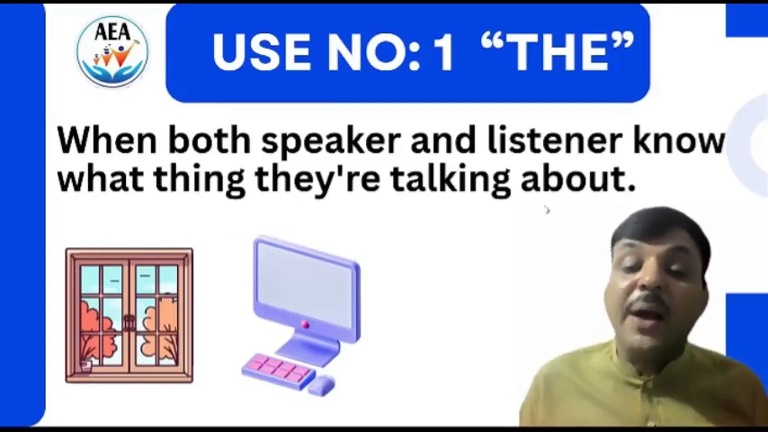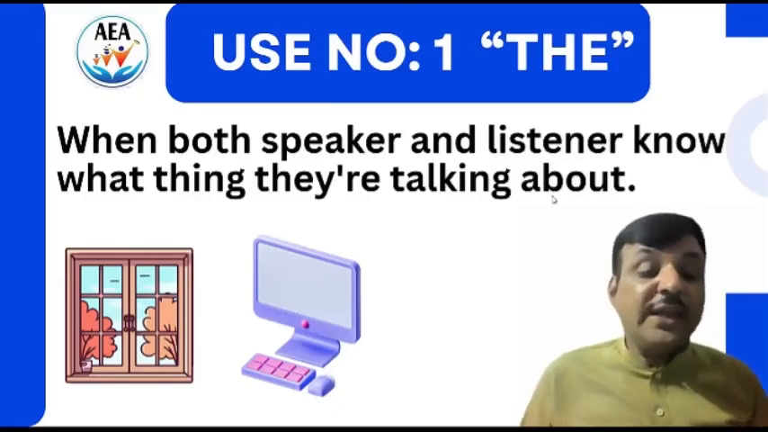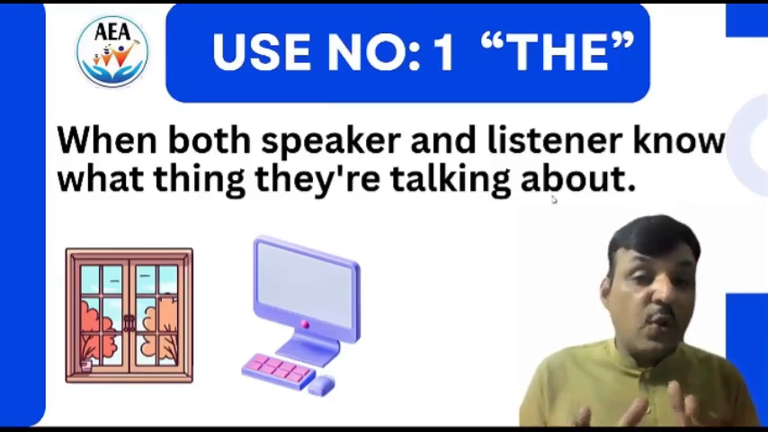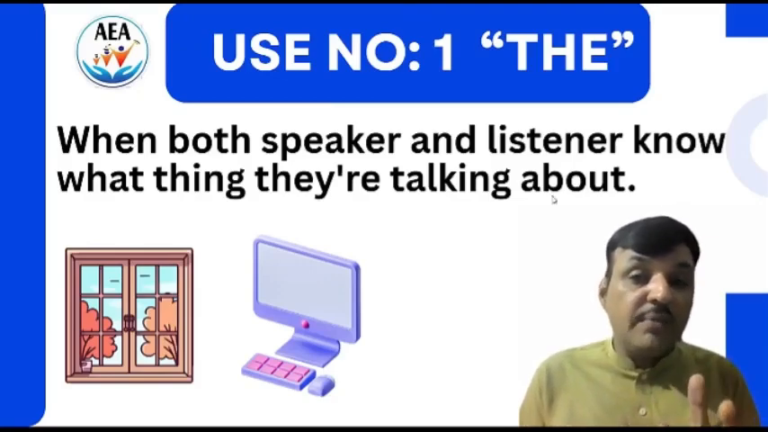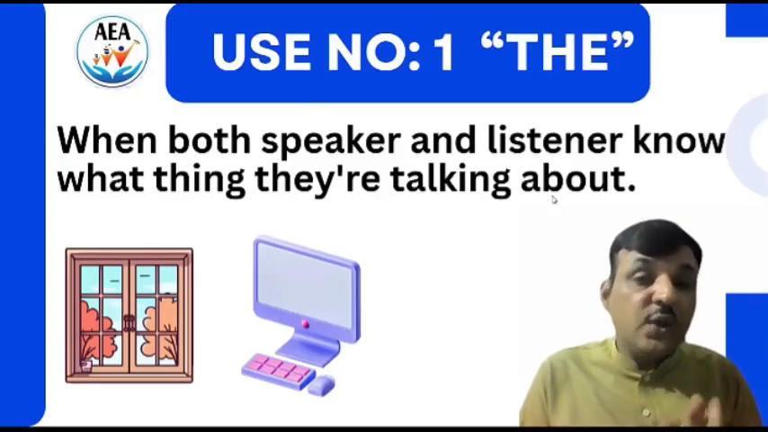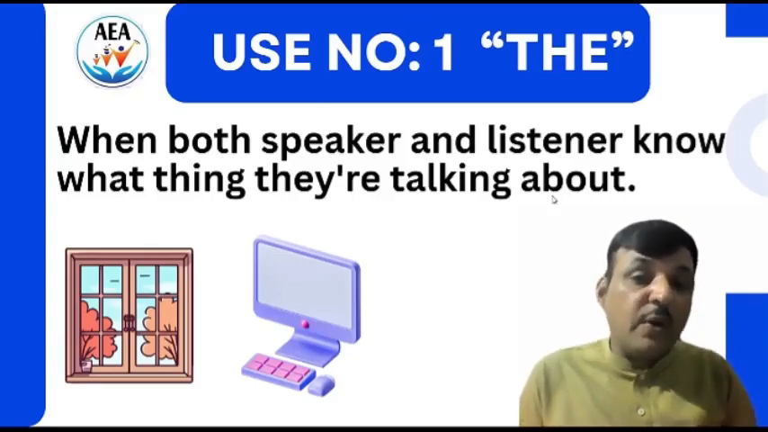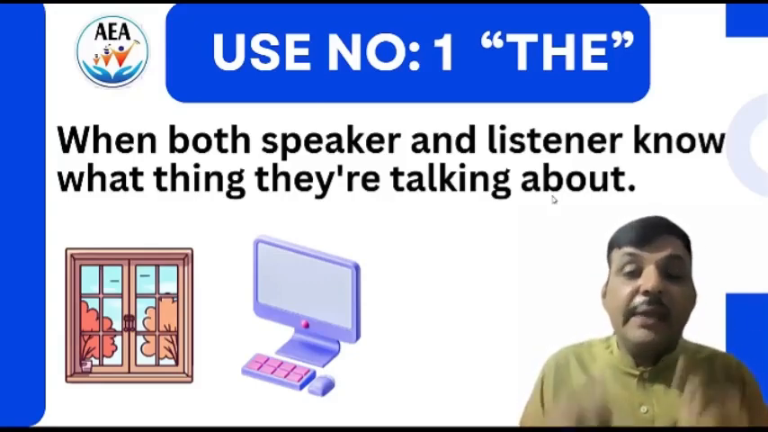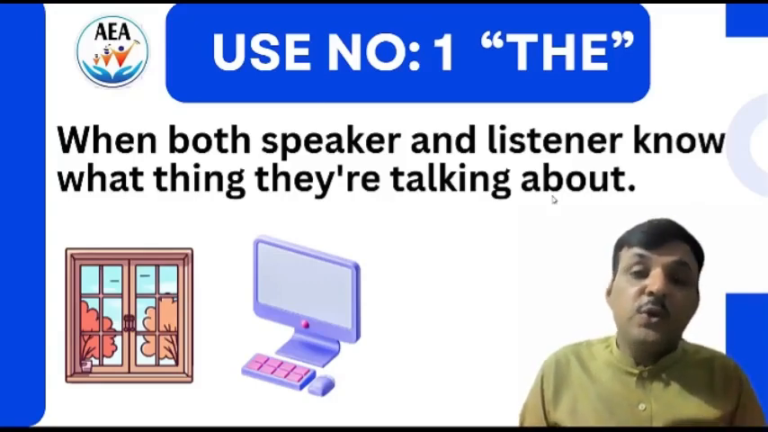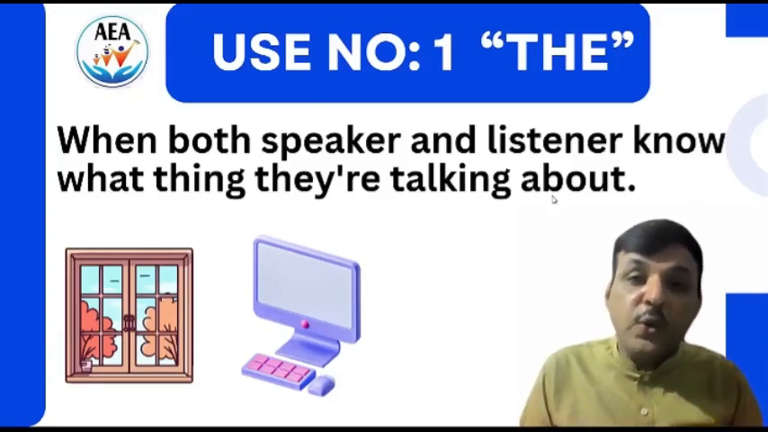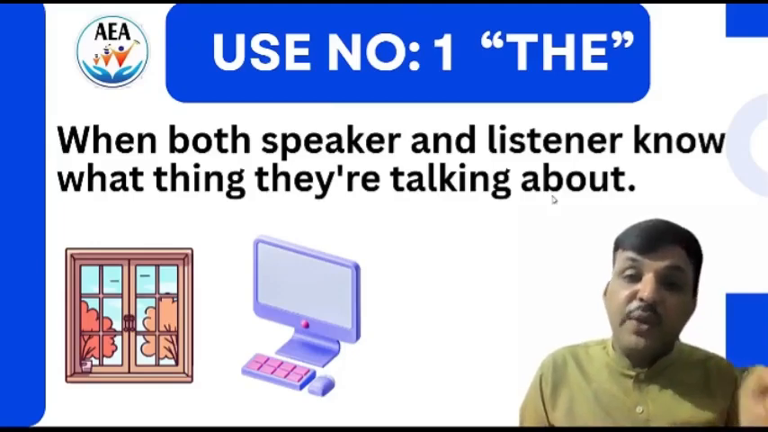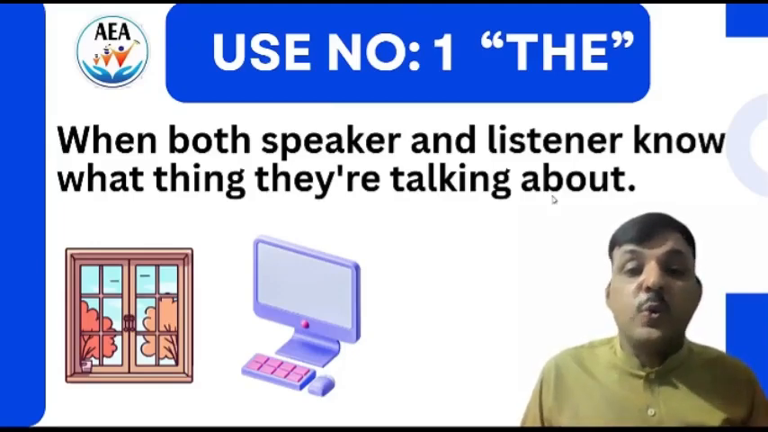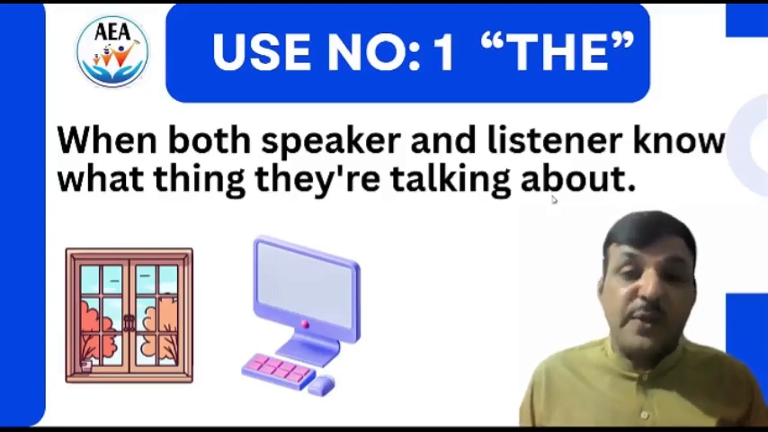Use number 1 of "the" in English is when both speaker and listener know what thing they are talking about. Suppose Vanya is not feeling well in the room and she says to Alim, please Alim, open the window. Vanya knows what window she is talking about, and Alim also knows what window she is talking about. So the window is known by the speaker and the listener, so the article will be used with that window to make it specific.